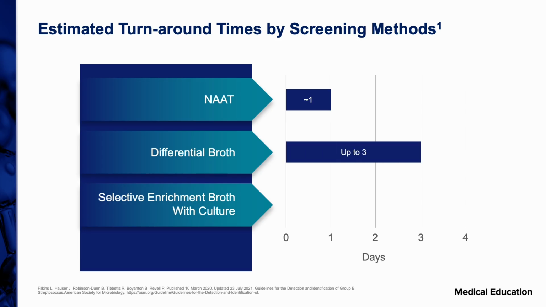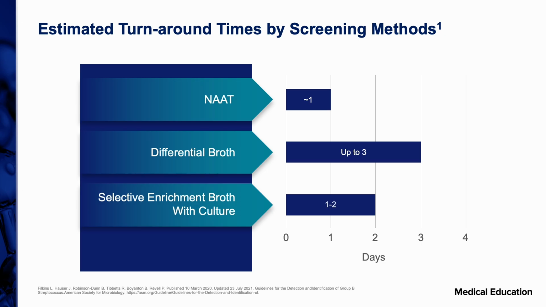So quick positive answers are quick. Positive answers that are non-beta hemolytic are not quick, and negatives are not so quick to parse out. And then you have selective enrichment broth with culture, and this can take 1 to 2 days, depending on whether we see beta hemolysis the first day or the second day.